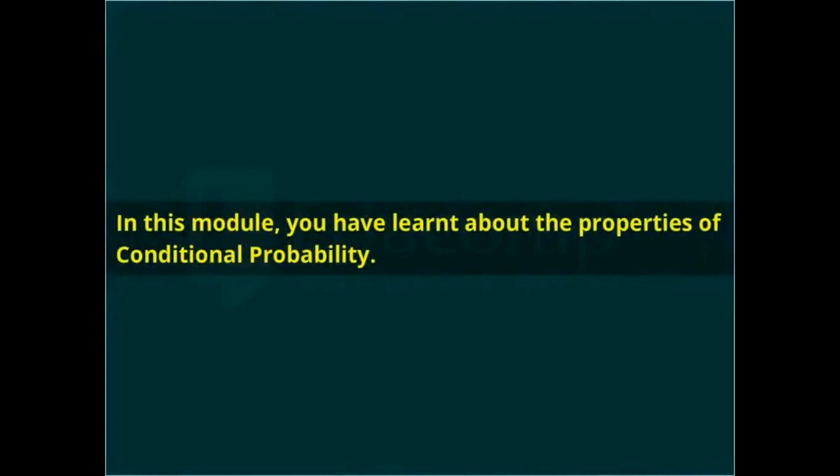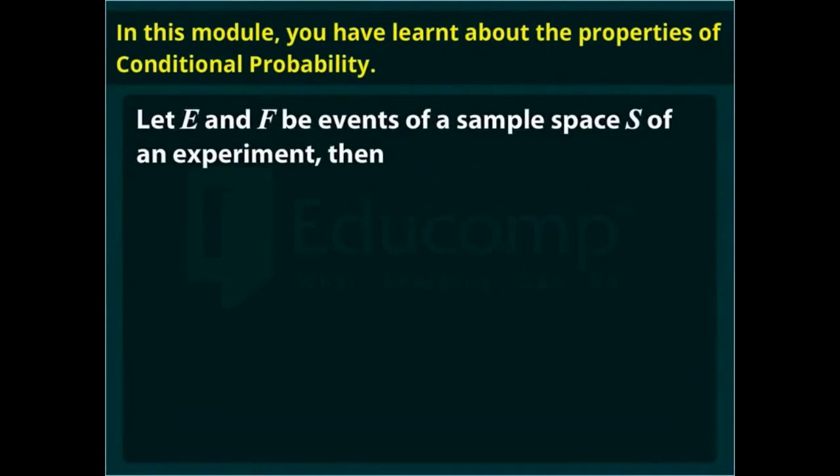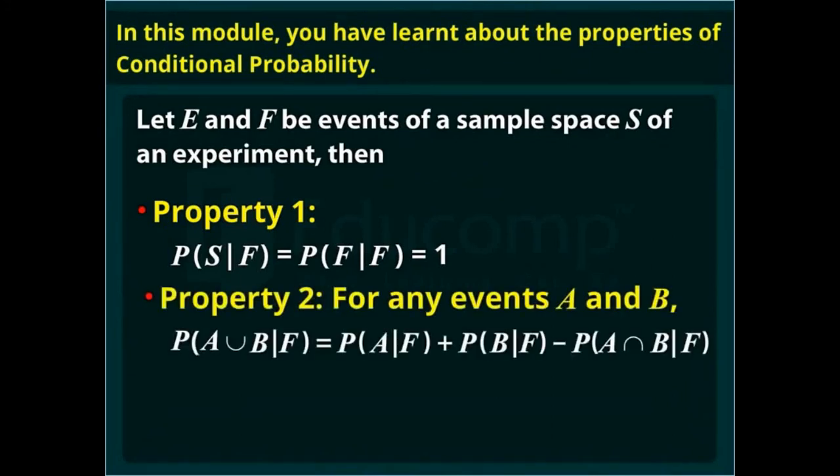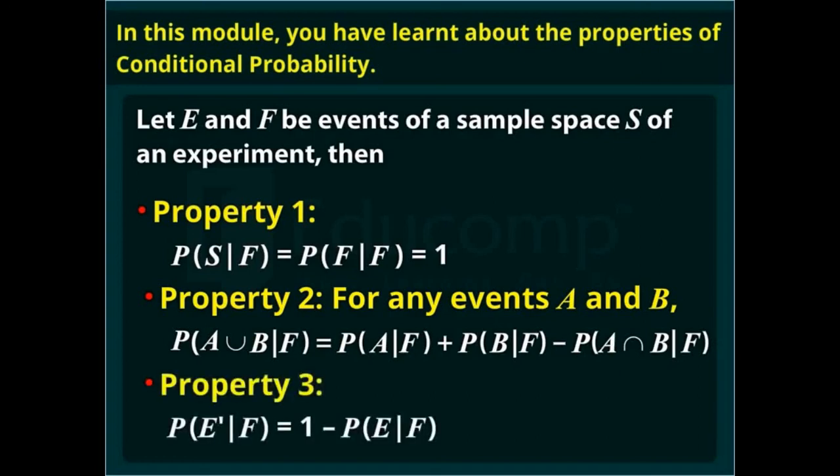In this module, you have learnt about the properties of conditional probability. Let E and F be events of a sample space S of an experiment. Then, property 1, probability of S provided F has occurred equals probability of F provided F has occurred equals 1. Property 2, probability of A union B provided F has occurred equals probability of A provided F has occurred plus probability of B provided F has occurred minus probability of A intersection B provided F has occurred. Property 3, probability of E dash provided F has occurred equals 1 minus probability of E provided F has occurred.